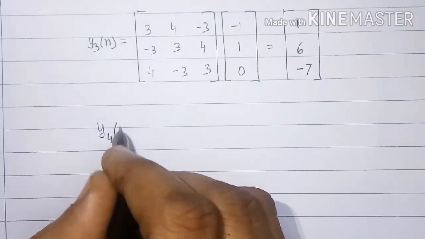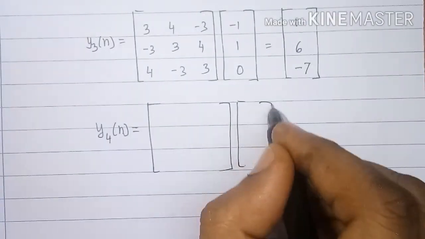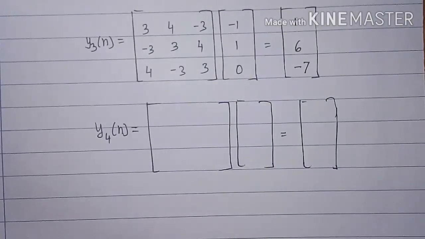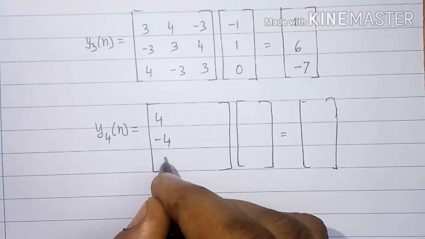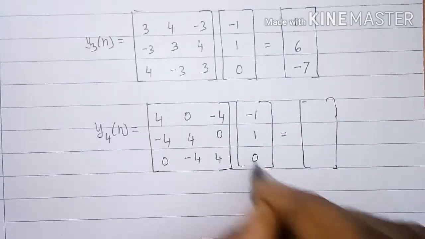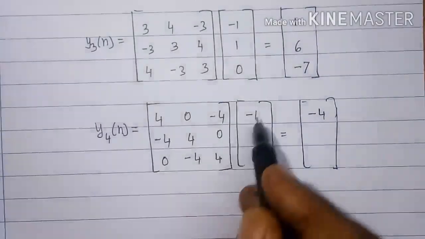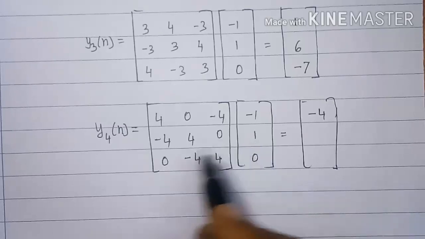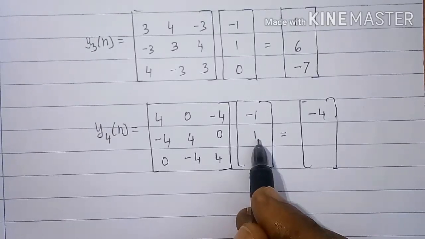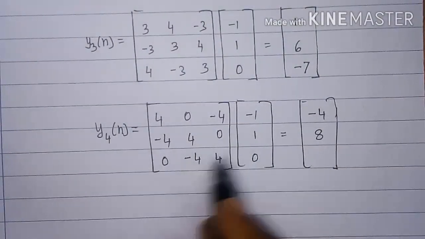Next we will calculate y4 of n. 4 minus 4 0, 0 4 minus 4, minus 4 0 4, with minus 1 1 0. 4 into minus 1 is minus 4, minus 4 plus 4, minus 4 into minus 1 is plus 4, plus 4, plus 4 into 1 is 4, it will become 8, 0, 0, minus 4.